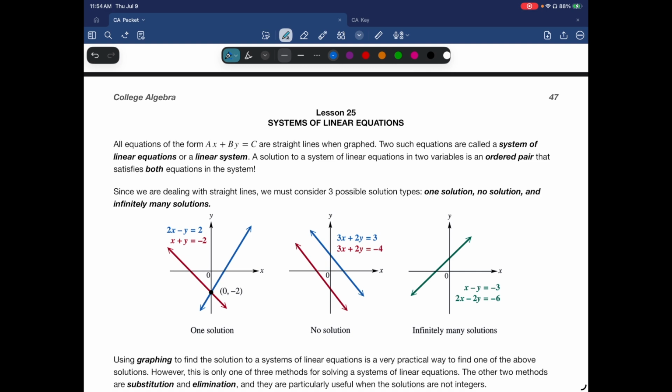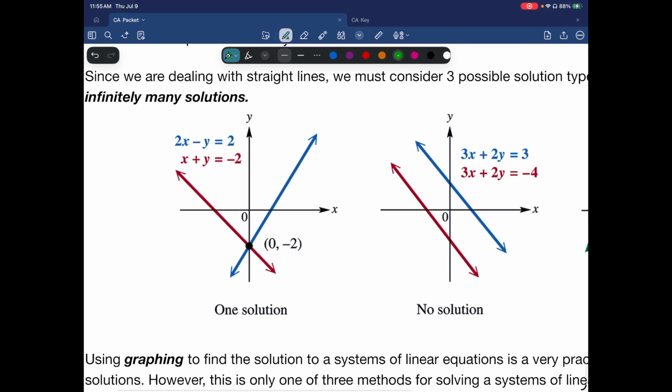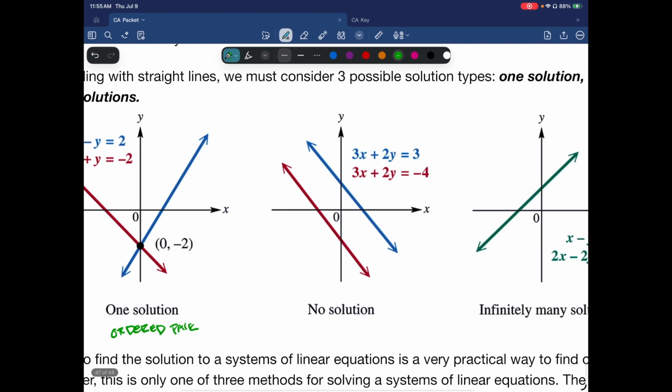We must consider three possible solutions: one, none, or infinitely many. If they cross, you get one solution. If they're parallel, you don't have anything. You have no solution. And if they end up being the same line, because they're equivalent, then we have infinitely many solutions. Your one solution is going to be an ordered pair. No solution, I'm going to write it like that, and we also can say that this is inconsistent.